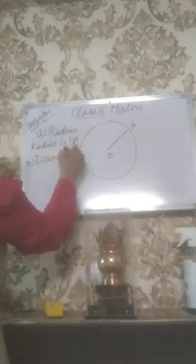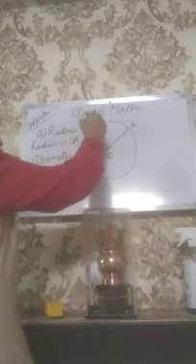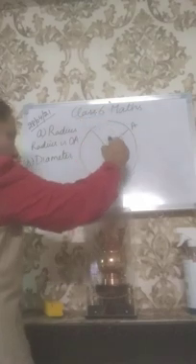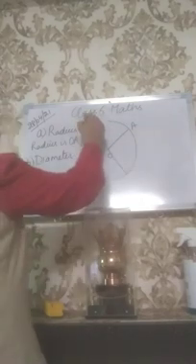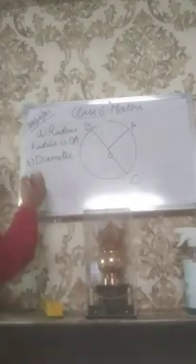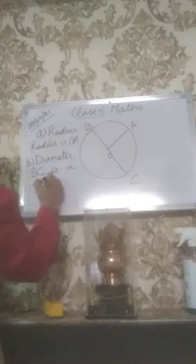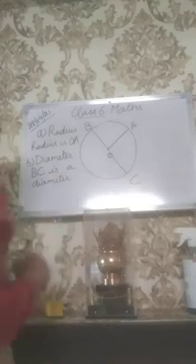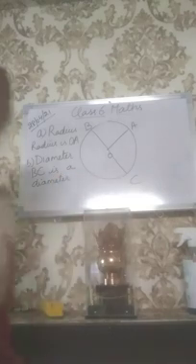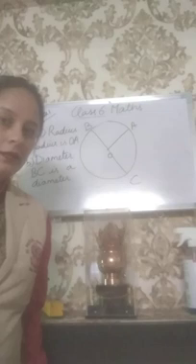Got it? Second is my diameter. So now I am drawing a line BC which is passing through the center of the circle. So I will say BC is a diameter, right? BC is a diameter.